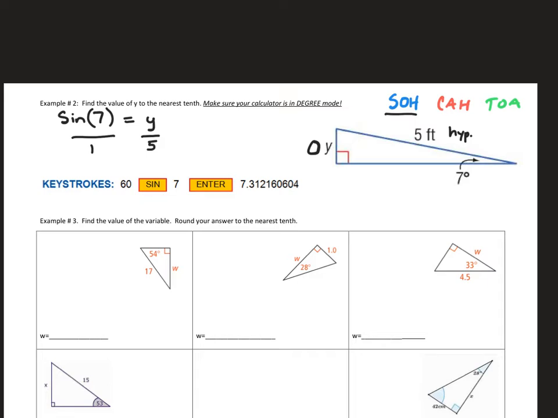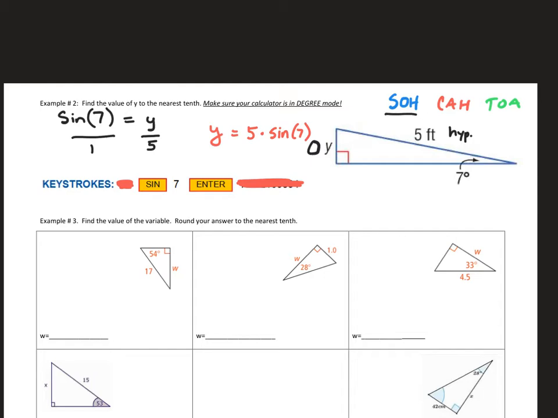So when I cross multiply, I get y, because 1 times y is y. y is equal to 5 times the sine of 7. Now, you might see right here I have 60. That was if I was to convert that to inches. So we're going to change these numbers on our calculator.